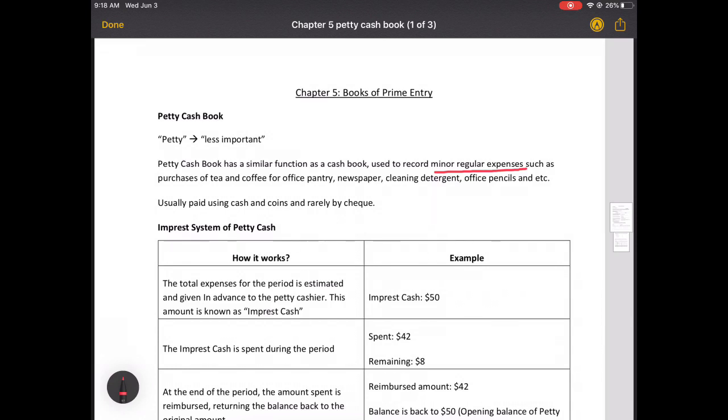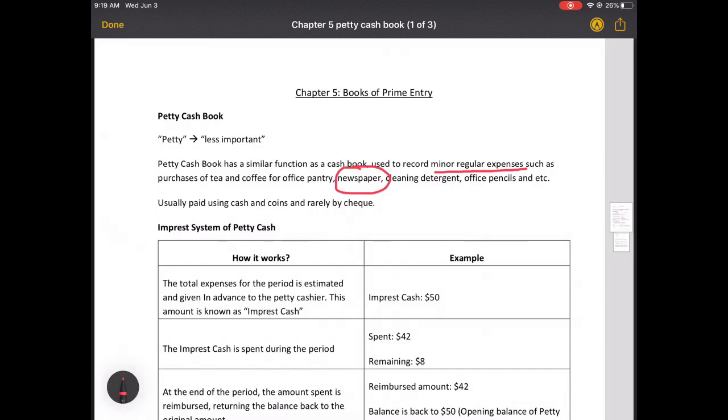So let's use newspaper as an example. Newspaper in one day is only $1, but imagine buying it for 1 year. That could be $365. So if it's only one newspaper, it is less important. It is not as important. But when you buy it every day for a year, it becomes 365, so it becomes more important. So that's why a petty cash book is important, because the total amount of the petty cash may be significant.